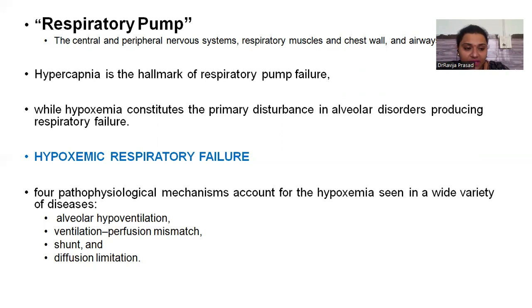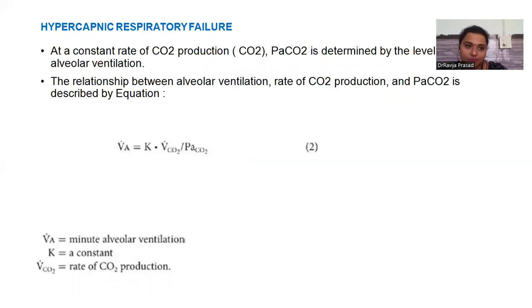Hypoxemic respiratory failure: four pathophysiological mechanisms account for the hypoxemia seen in a wide variety of diseases. They are alveolar hypoventilation, ventilation-perfusion mismatch, shunt, and diffusion limitation.